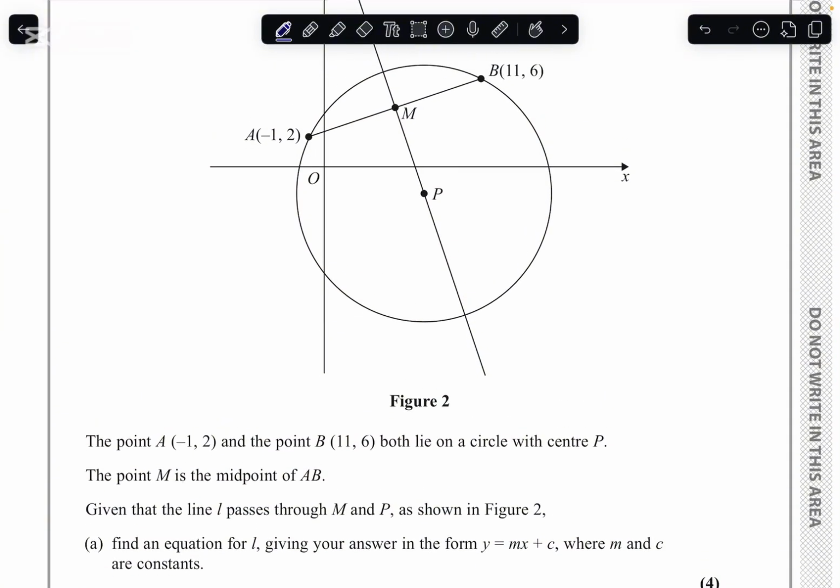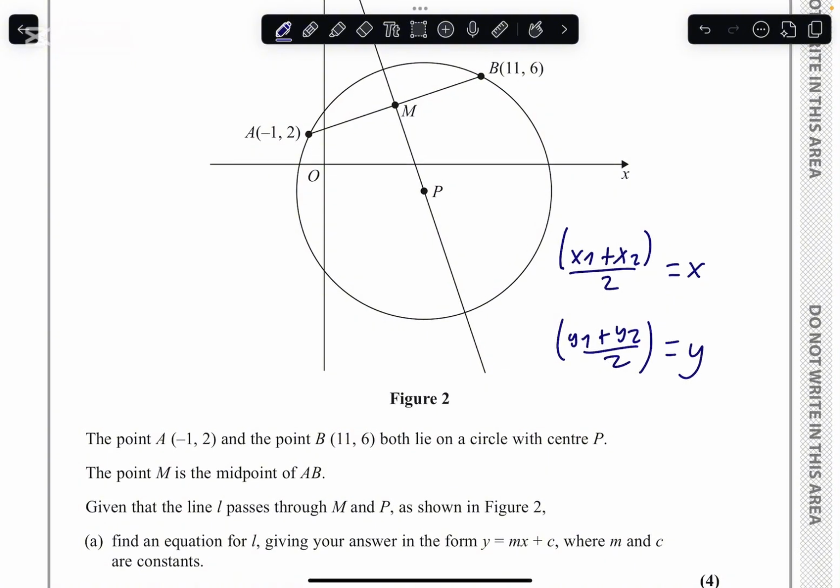First of all, we're going to find the coordinates of M. Since M is the midpoint of the line AB, we can find that easily. To find the midpoint of a line, for the x coordinate we do the x of one end plus the x of the other end, over 2. That will be the x coordinate. And to find the y coordinate, we do the same thing for the y.